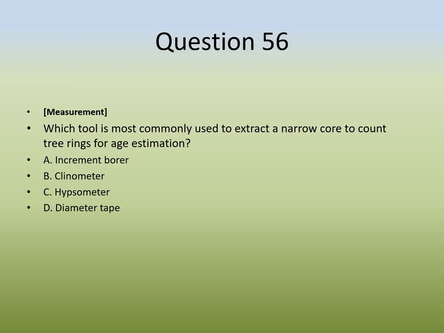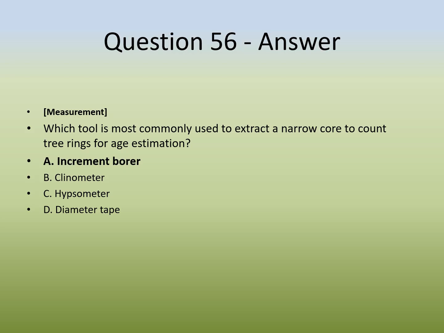Which tool is most commonly used to extract a narrow core to count tree rings for age estimation? A. Increment borer, B. Clinometer, C. Hypsometer, or D. Diameter tape. The answer is A. Increment borer.